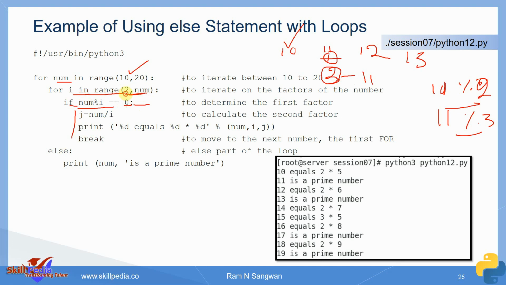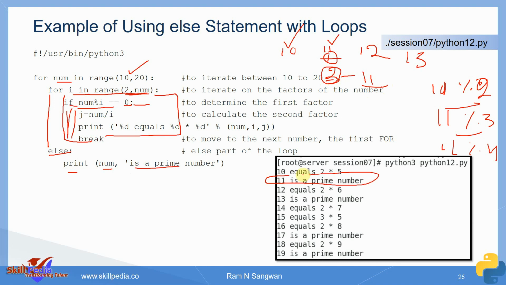So continue. i becomes 4. Is 11 percent 4 equal to 0? No. So this will continue and this condition is never true. If this condition is never true, these statements are never executed. So this loop is executed successfully but never reaching this condition. Therefore this else part will be executed, which essentially means we are trying to divide this 11 by all the numbers from 2 to 11. If it is not divisible by any number, then we are displaying this message. 11 is a prime number, and that's why we got this. 11 is a prime number.